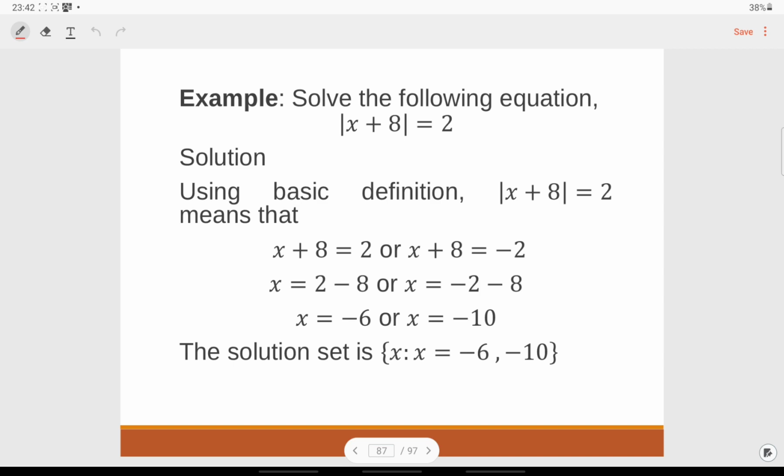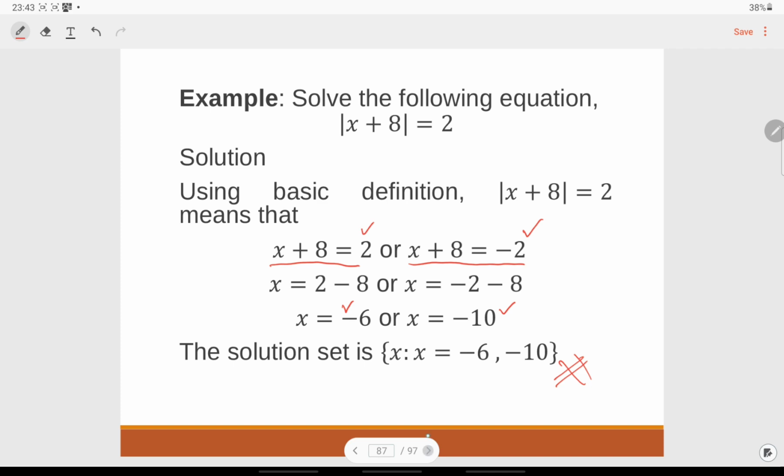Okay, the same question but a different absolute value equation. So we have the absolute value of x plus 8 equal to 2. Our task is to find x. By using the basic definition method, we have two possible cases: x plus 8 equal to 2 and x plus 8 equal to negative 2. Based on the definition of absolute value, we consider the two possible values, positive 2 and negative 2. Now we solve for x, because in both equations the only unknown is the variable x. So it's very easy to solve for x. We have two values, x equal to negative 6 and x equal to negative 10, and we put them in set form to give the final answer.